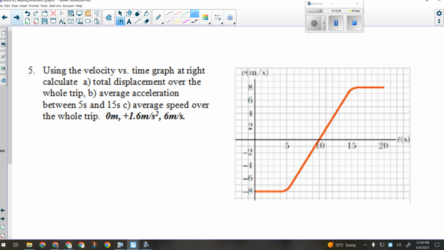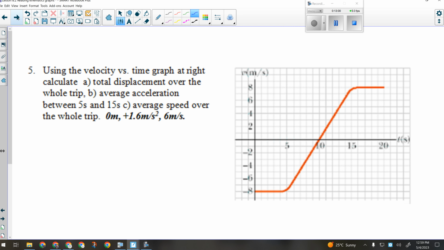This graph, however, may have a way to shortcut. Okay, it is a velocity versus time graph. The first thing they want you to calculate is the total displacement over the whole trip. So the first section is 5 seconds, the second section is 5 seconds, third section is 5 seconds, last section is 5 seconds. Each part of that graph is 5 seconds in length. So you're looking for the total displacement.